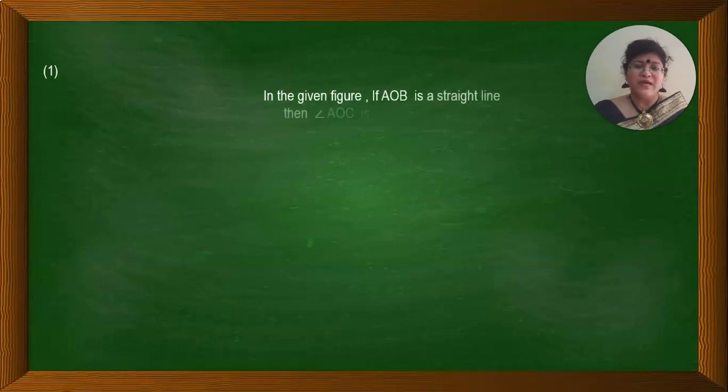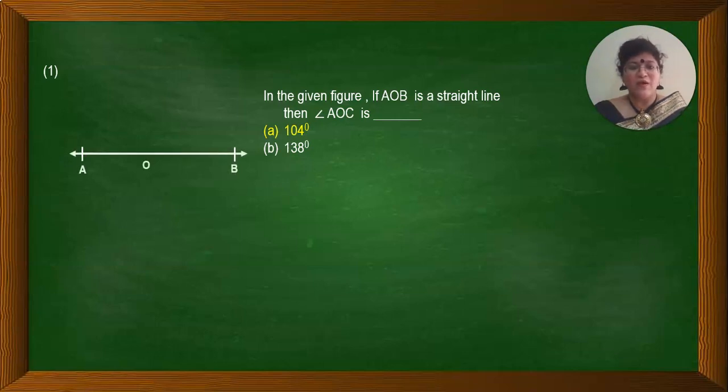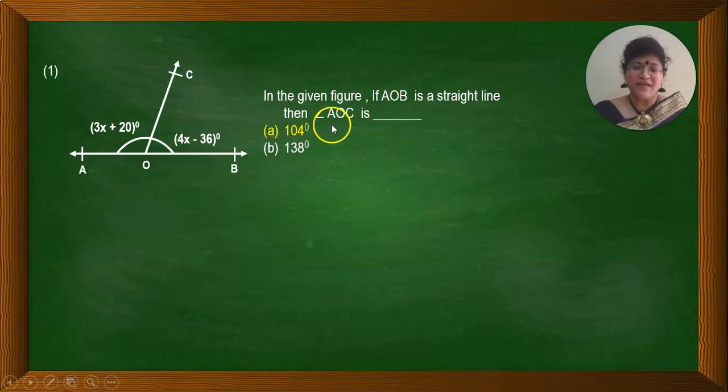Now let us look at the first MCQ question. In the given figure, if angle AOB is a straight line, then what is the measure of angle AOC? Now look at this line AOB, which is a straight line. OC is the common ray, and the measures of these two angles are given in terms of an algebraic expression. You have to find out what is the measure of angle AOC. So how would you do this?